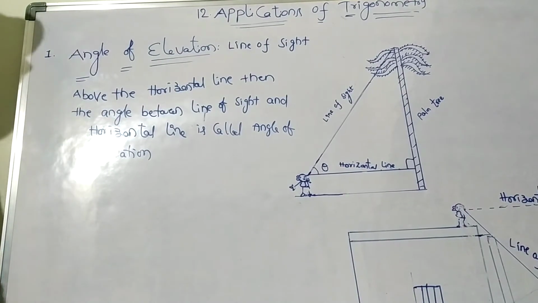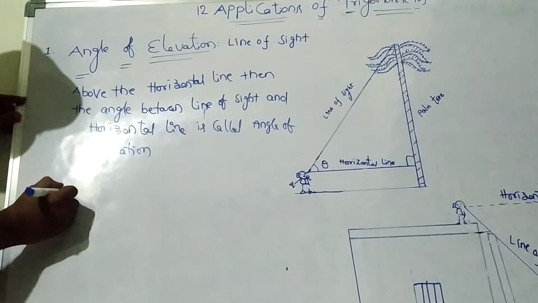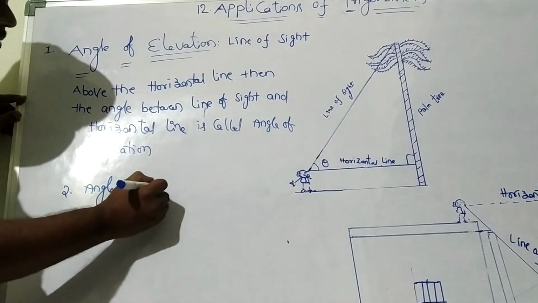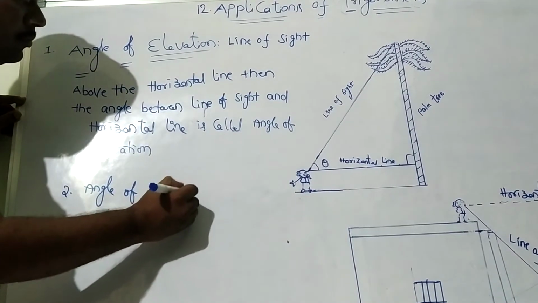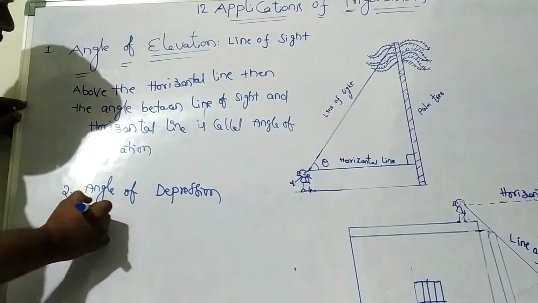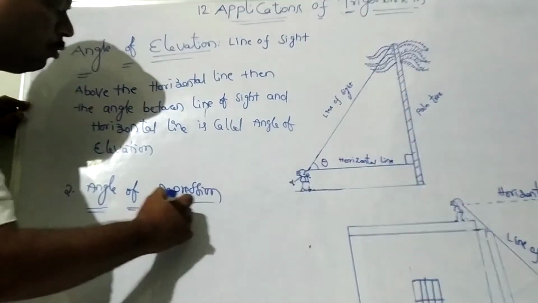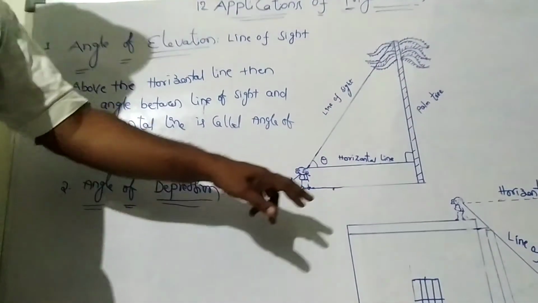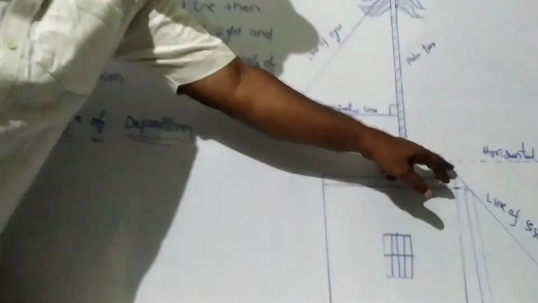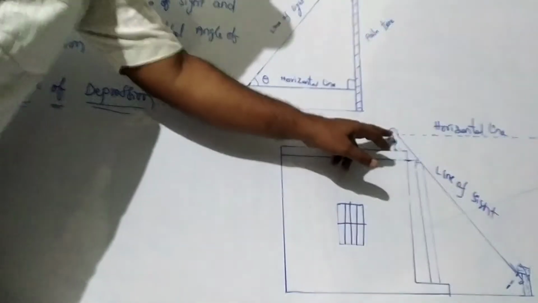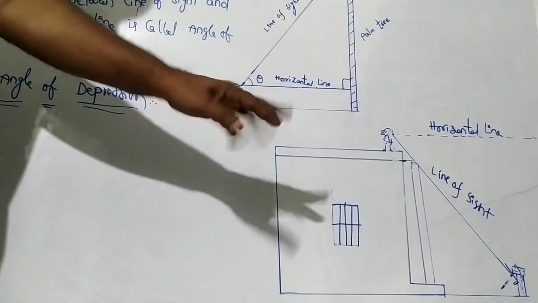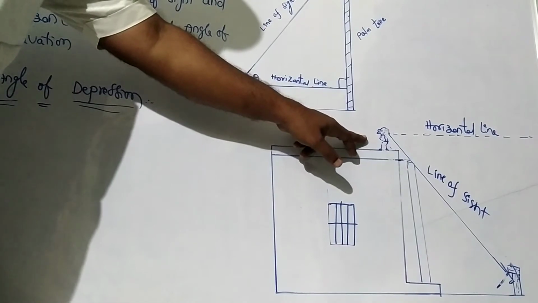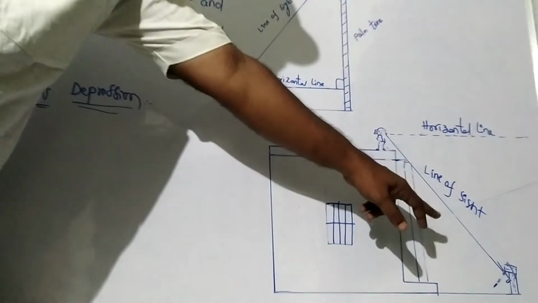Okay, next, friends and students, angle of depression. What is the angle of depression? Once observe here, one girl is standing and she saw a bore well on the ground. She is standing on the top of the building, and she saw a bore well.